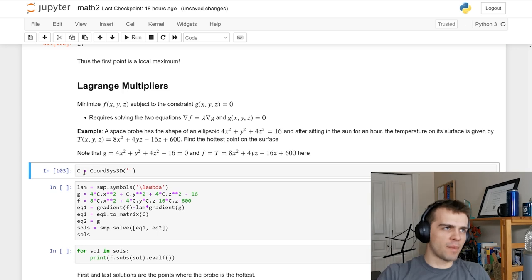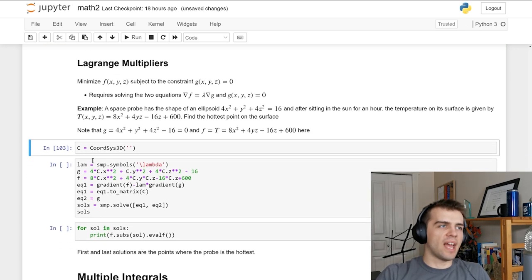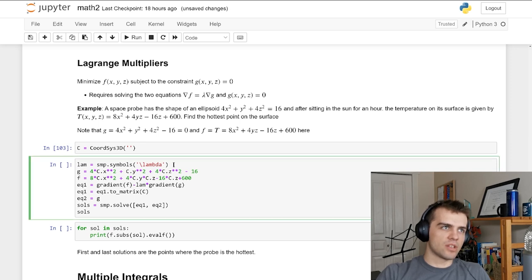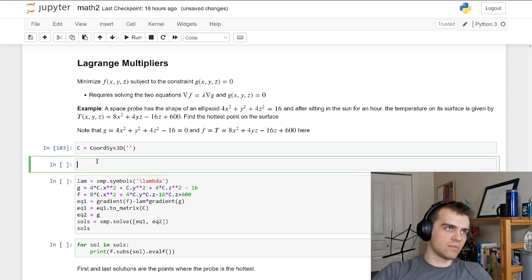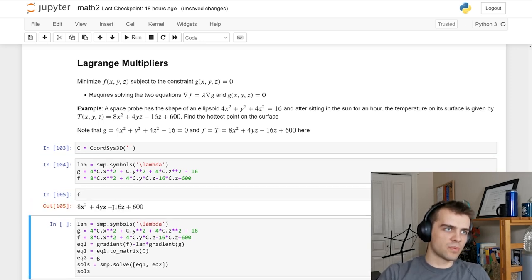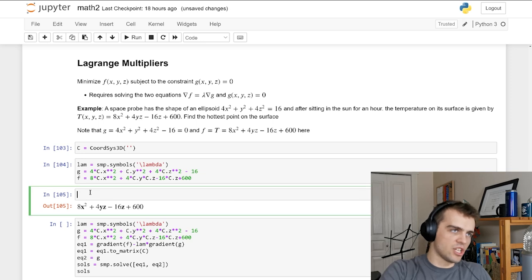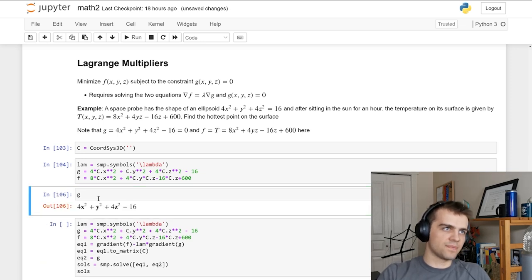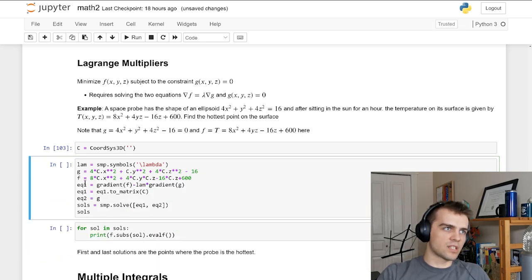So like before, I define my coordinate system C, and I define all the variables I need. I need this extra variable lambda here, so lambda is sym.symbols lambda like this. I define G, which is my constraint, using C.x, C.y, C.z from this coordinate system. I also define F. If I look at F, it's just this expression here with x, y, and z. And G, of course, is my other constraint. That's the first three lines here.